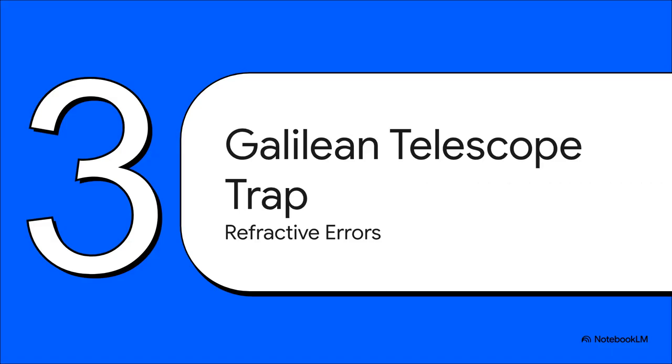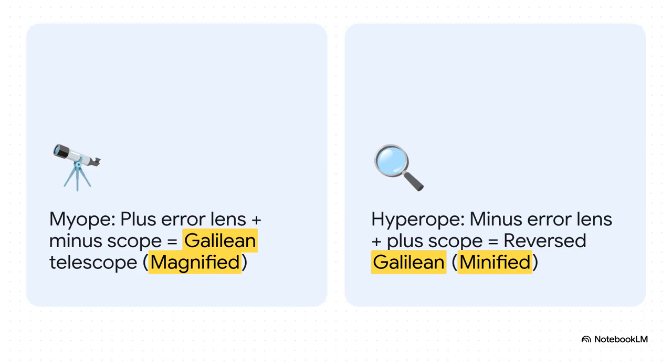Which brings us to Section 3, the Galilean telescope trap, refractive errors. Okay, pay close attention because this is a classic board question and a super common point of confusion. Let's break down the why here. If your patient is a myope, their eye effectively acts as a plus error lens. To see it clearly, you have to dial a minus lens into your ophthalmoscope. So you're now looking through a minus lens, followed immediately by a plus lens. What optical instrument does that setup mimic?